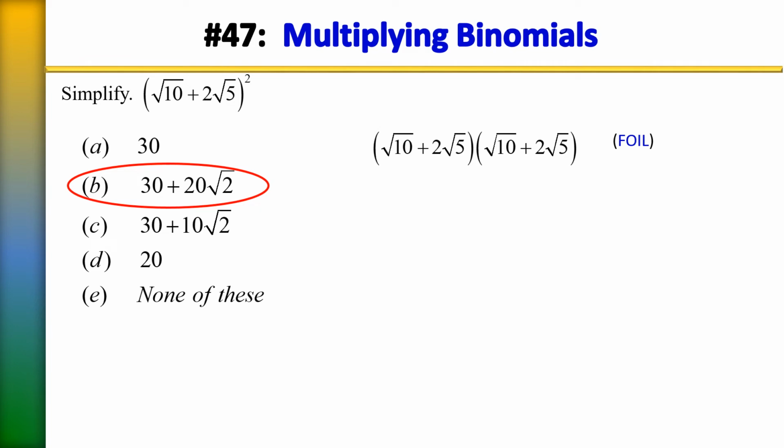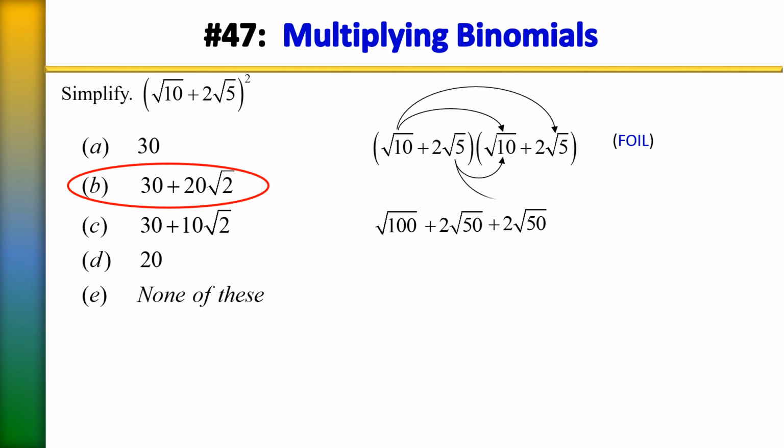Recall when multiplying radicals that you multiply the outside with the outside, meaning those outside the radical, and inside with the inside, meaning the radicands with the radicands. Okay, so let's go ahead and begin the process. Radical 10 times radical 10 equals radical 100. Radical 10 times 2 radical 5 equals 2 radical 50. Inner, 2 radical 5 times radical 10 equals 2 radical 50.